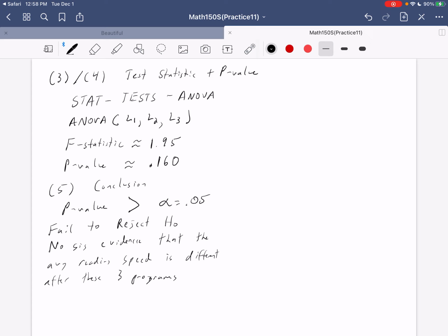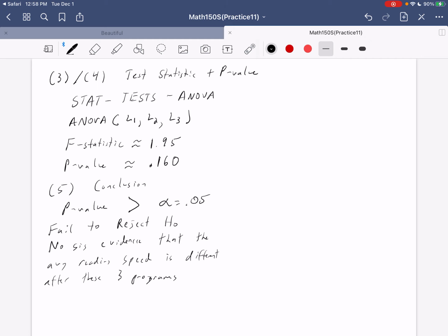So at least according to our analysis, we're not seeing any change between these three different programs in terms of average reading speed. Does that mean that the programs are good or bad? No, it just means that they're not different. They could all be good, they could all be bad, they could all be sort of middle level. We're just saying we're not really seeing any evidence that their average reading speed is different between these three different programs.